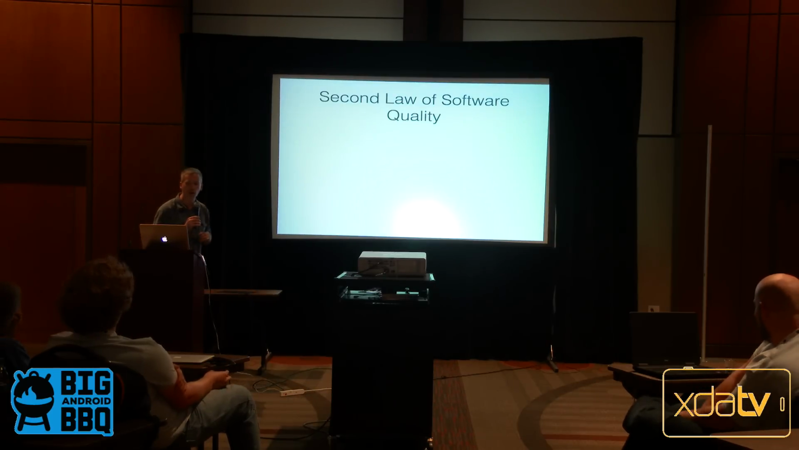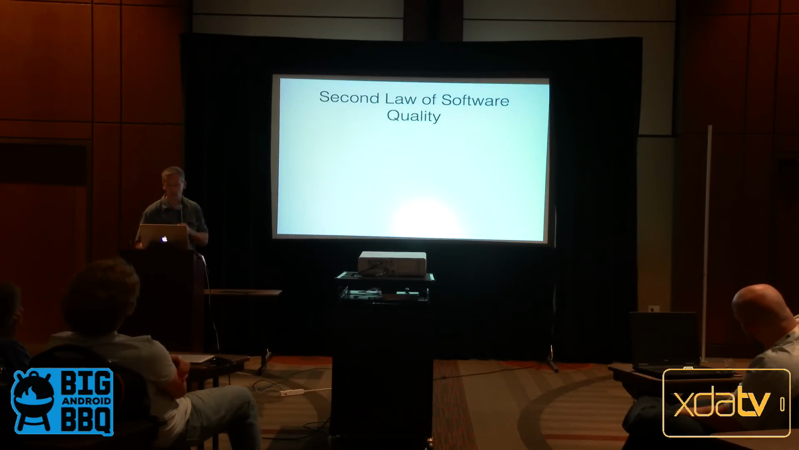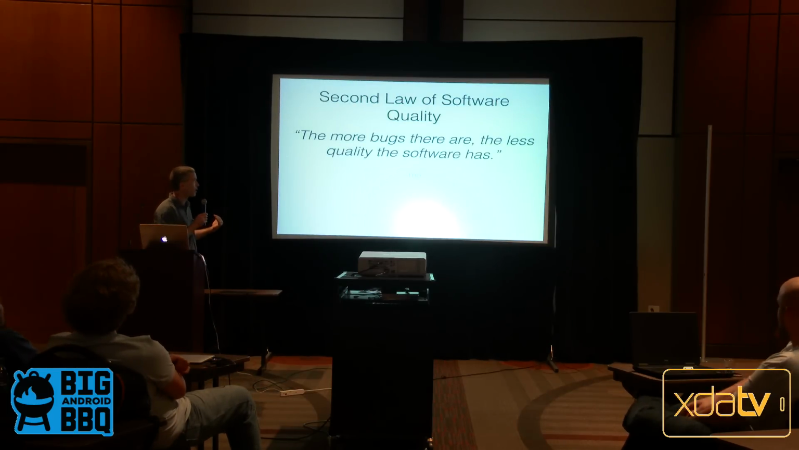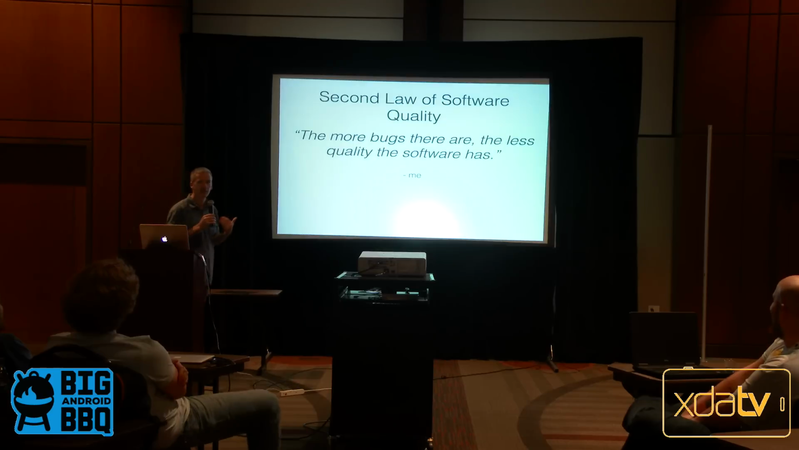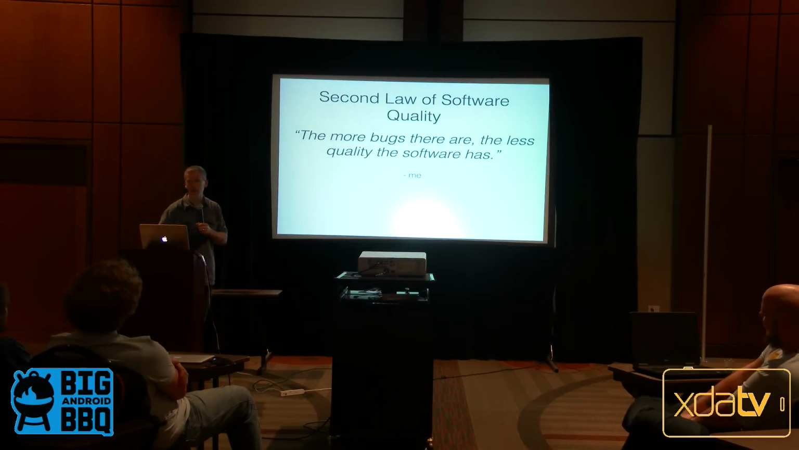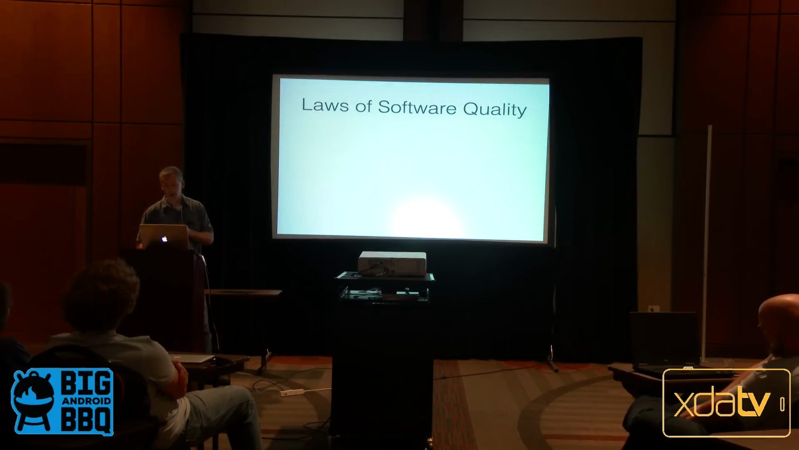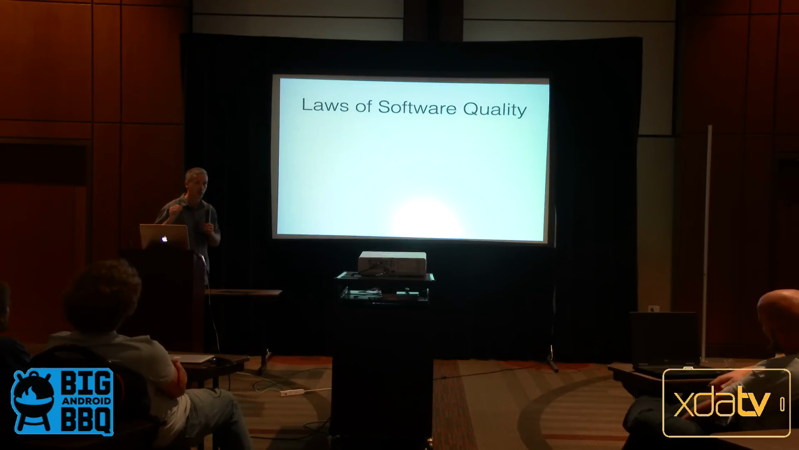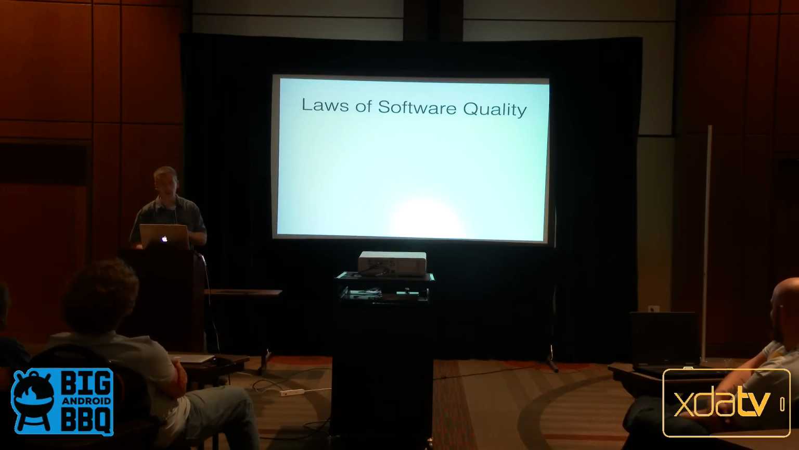The second law of software quality is of course that the more bugs there are, the less quality the software has. Again, I said that just now. I don't know if you knew it was me, but I said that. So let's take a look at some different ways to slice this data and really understand what we're getting at here. And it's all about, again, bugs and quality.